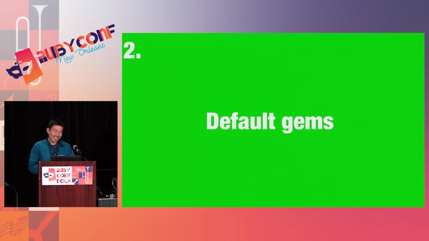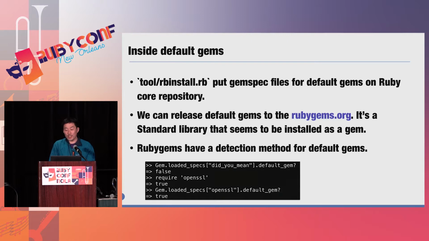Thank you. The difference between default gems and the standard library is only that default gems have a gemspec file. The Ruby installer copies the gemspec of a default gem to our specifications directory. However, the default gem library files are located at the same location as the standard libraries. They are not in a gem structure. So you cannot uninstall default gems using the gem command, like gem uninstall. A default gem is also released on rubygems.org as a regular gem using this gemspec file.